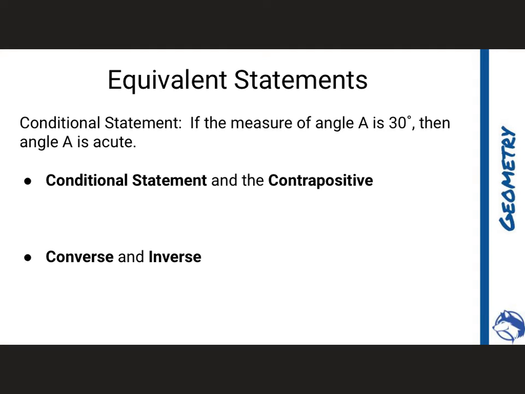So here's an example of this. The conditional statement that we've already done before is: if the measure of angle A is 30 degrees, then angle A is acute. So the conditional statement, we know that this is true.